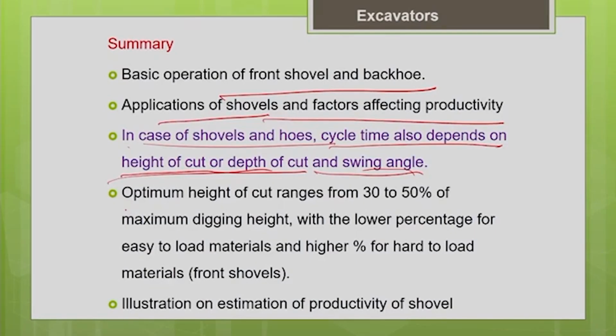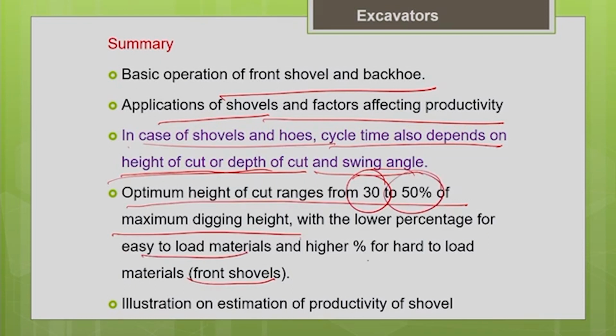For the backhoe, another important thing you have to keep in mind is that the optimum height of cut ranges from 30 to 50% of the maximum digging height. As we have discussed for the front shovels, you have to choose a lower percentage for easy-to-load material, and a higher percentage for hard-to-load material. That is how you find the optimum height of cut for every machine.